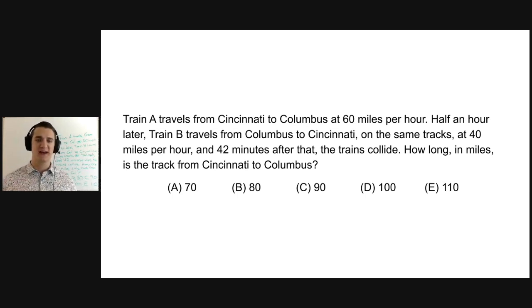The question says, train A travels from Cincinnati to Columbus at 60 miles per hour. Half an hour later, train B travels from Columbus to Cincinnati. Shout out to the great state of Ohio, the Buckeye State, on the same tracks at 40 miles per hour, and 42 minutes after that, the trains collide. And the question asks, how long in miles is the track from Cincinnati to Columbus?